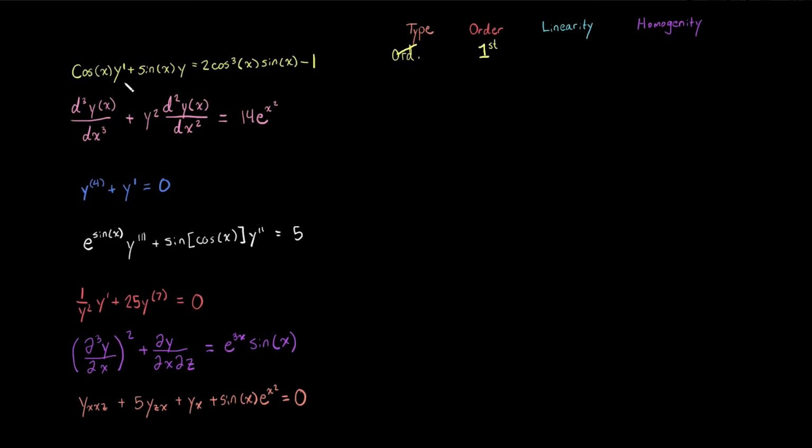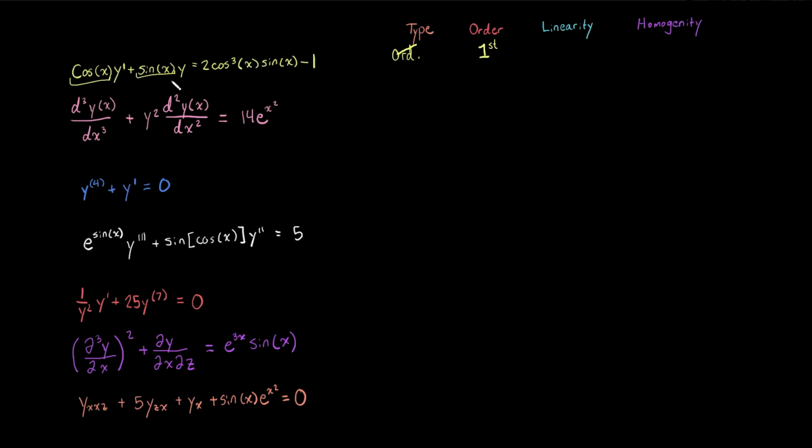So in this first one, we have a y prime here. Notice that this function is of only x. I don't see any other terms here. I don't see a y term or a z. I don't see any dependent variables included in this term. Then we have sine of x, which is of only x again. Y is equal to 2 cosine to the third of x, sine of x minus 1.